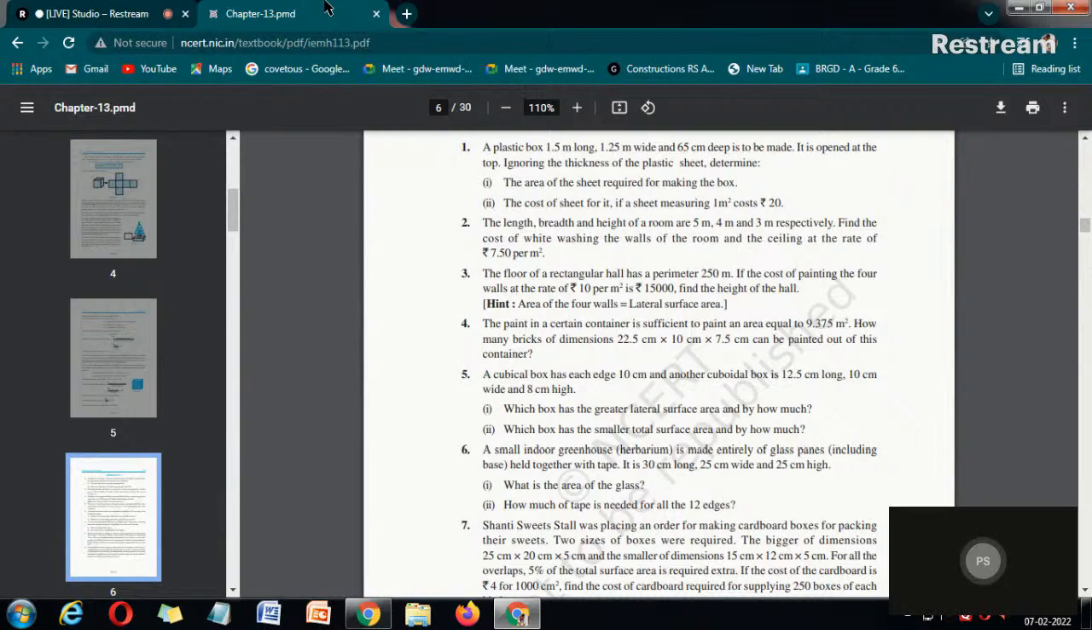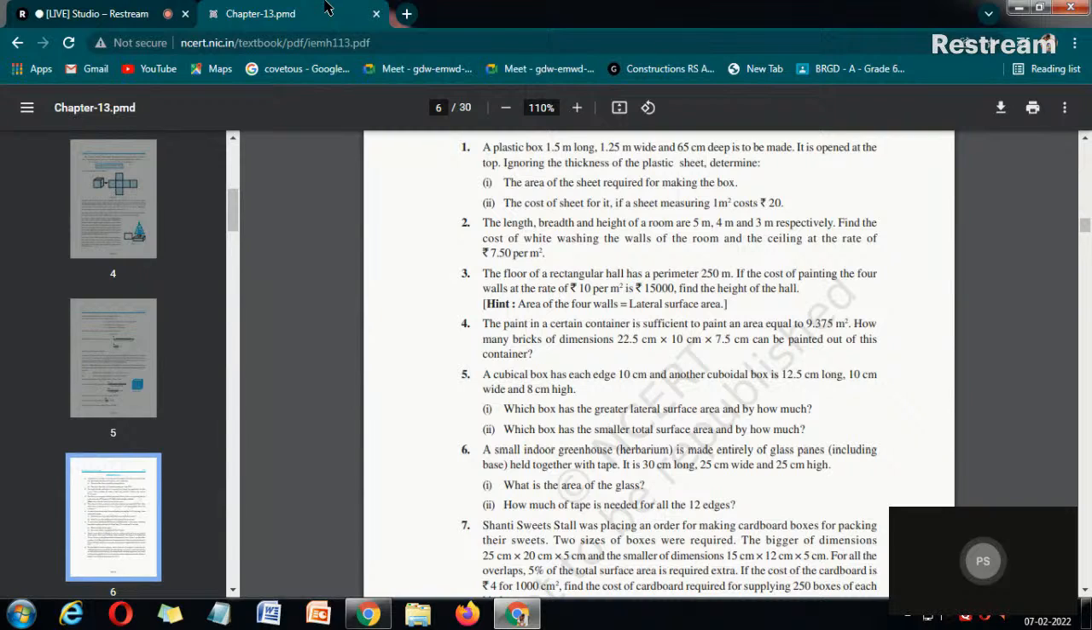Clear? So now 5% extra, so 5 by 100 into 630, 0 cancel, 5 into 63, you will get 315 by 10, that is 31.5. Then the total area will be 31.5 plus 630. Then you will get the answer as 661.5. Okay, both the sides you have to add for 250.